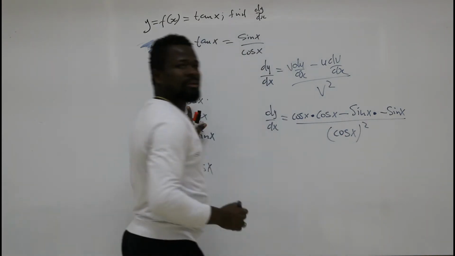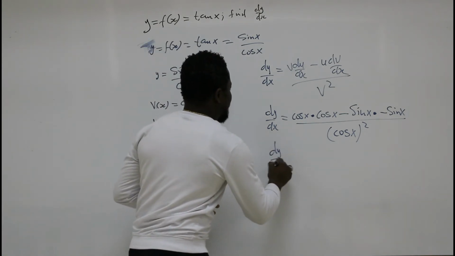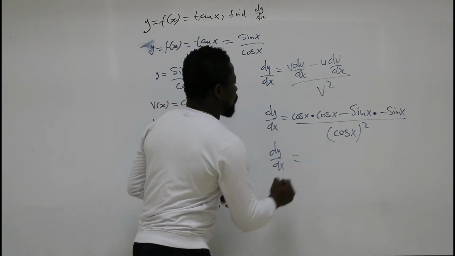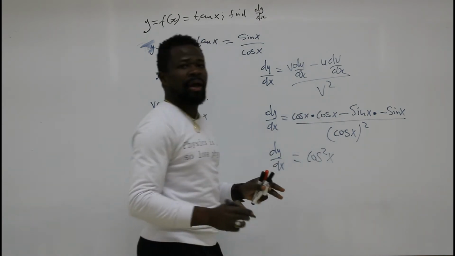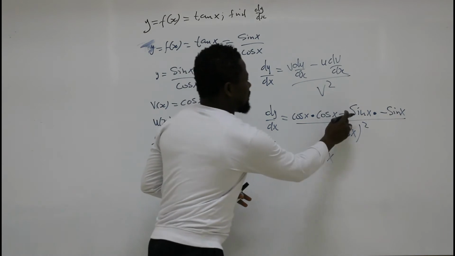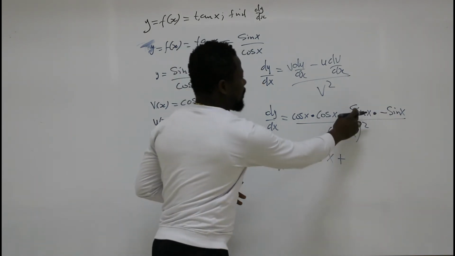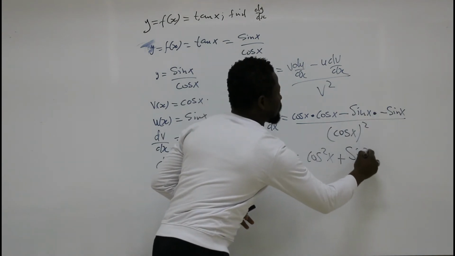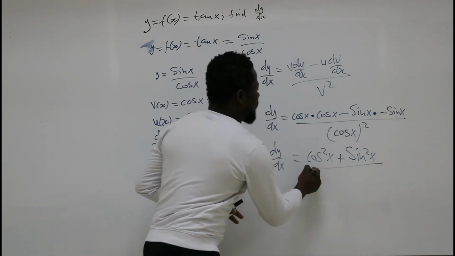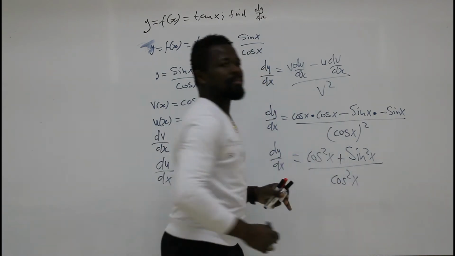When I have this, I simplify to have dy/dx equal to cos squared x, and the negative multiplied by the negative gives positive, so I have sine x multiplied by sine x, giving sine squared x, all divided by cos squared x.